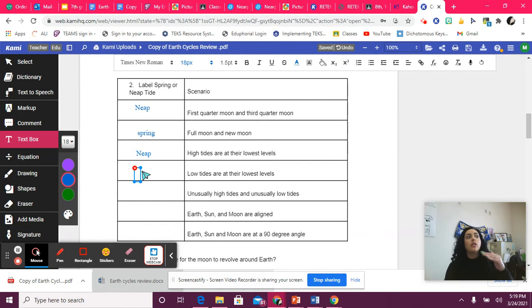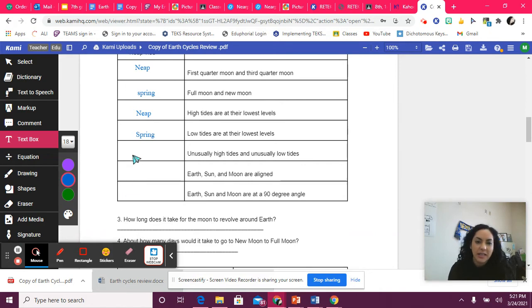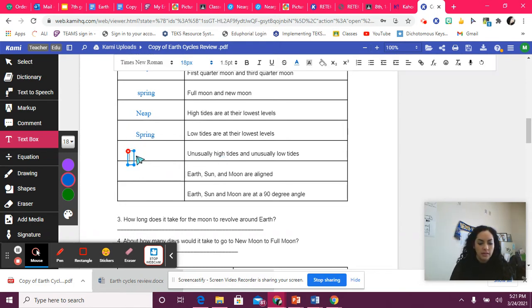Low tides at their lowest level. What does that mean? That it's extremely low. Okay, and that's considered a spring tide. And then last but not least, unusually high tides and unusually low tides. So too high, too low. Spring tides.